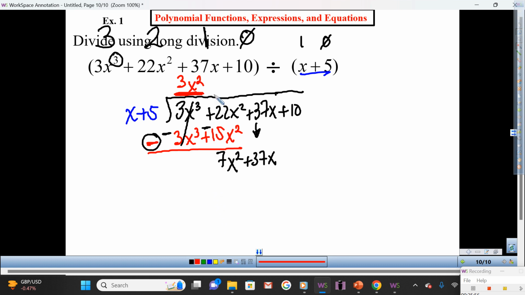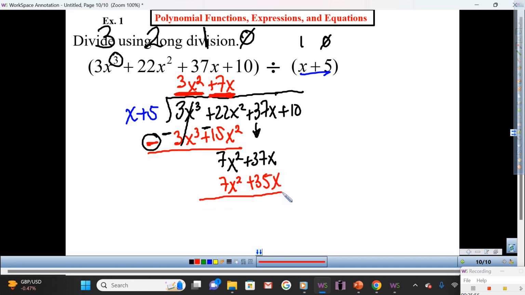Ready? Here it goes. Again, I go to the top, and I ask, what number times x gives me 7x squared? Tell your neighbor, what number times x will give us 7x squared? What is that number, everyone? Positive 7x. Write it up there, and let's finish the next step together. So positive 7x. So 7x times x is 7x squared. But we also need to multiply times the 5, right? What is 7x times 5? 35x.